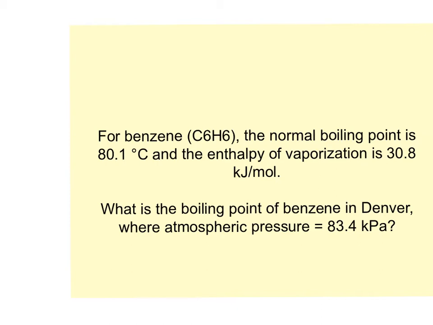And so we're looking at the normal boiling point of 80.1 and the enthalpy of vaporization, or the delta H of vaporization, is equal to 30.8 kilojoules per mole, right? And the boiling point of benzene, that's the normal boiling point. This is at 1 atmosphere. That's what the normal boiling point would be. But now the atmospheric pressure is 83.4 kilopascals. We'll have to do a conversion, right? And then we could plug all these things in.